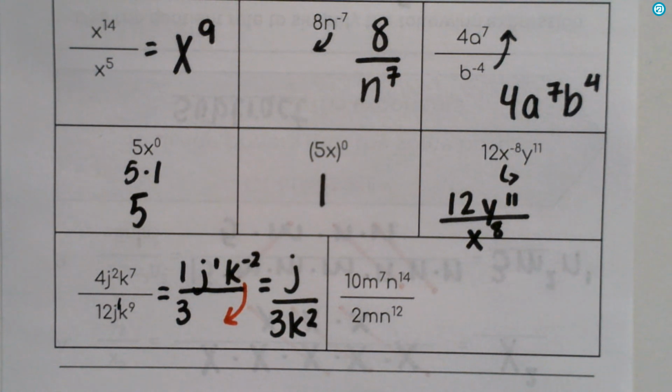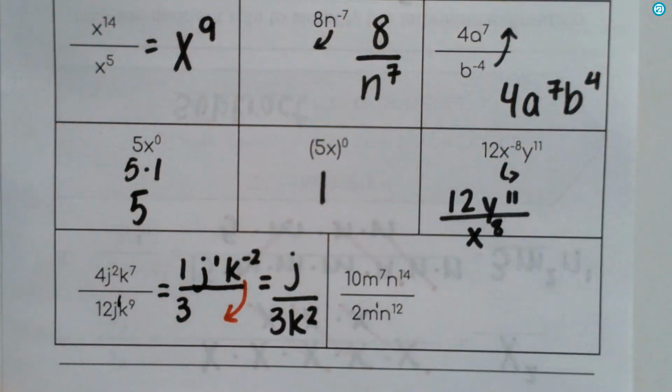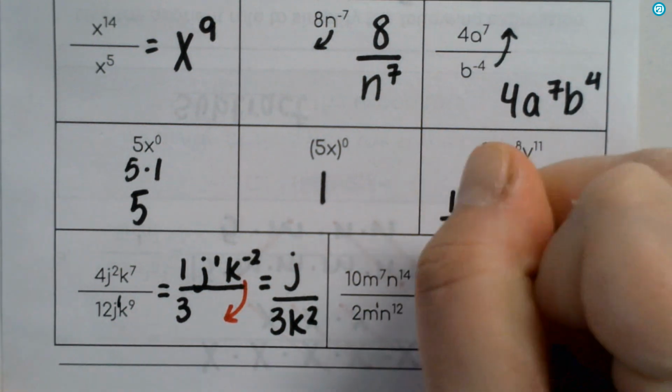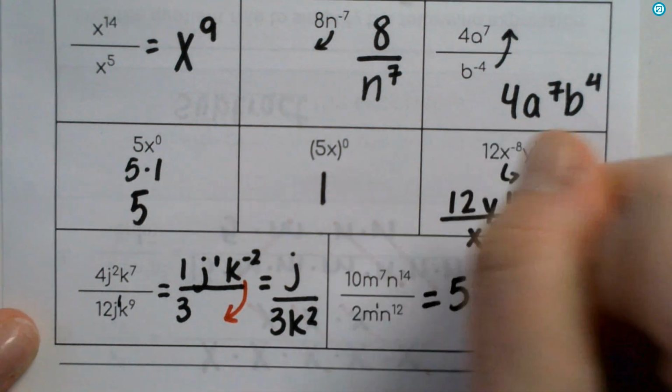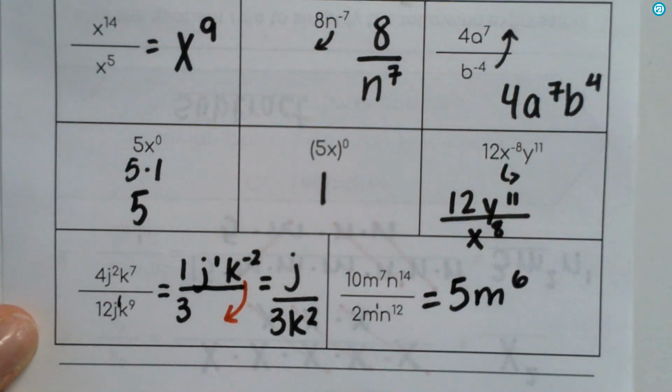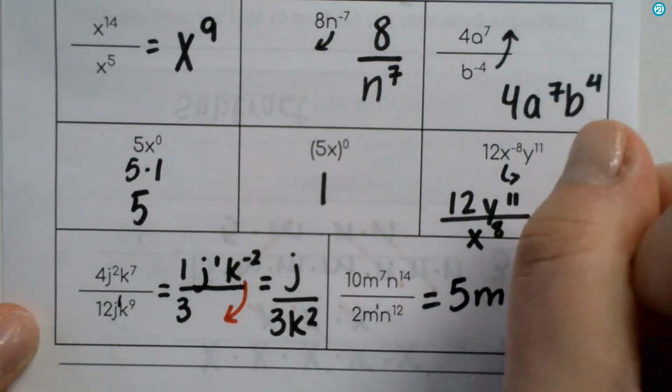Okay, one last one. This one's a little bit simpler. 10 over 2 divides out to be 5. My m's 7 minus 1 is 6. And then my n's 14 minus 12 is 2.